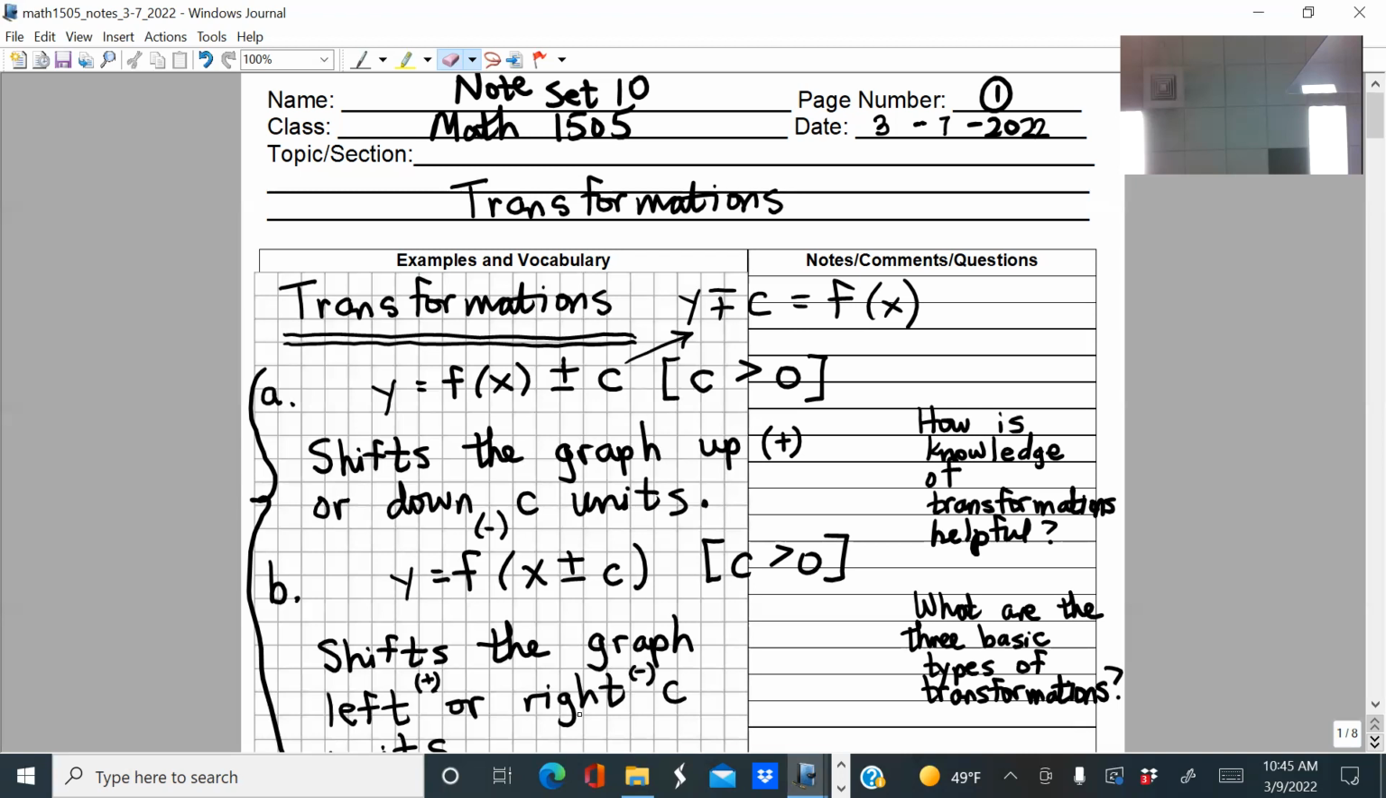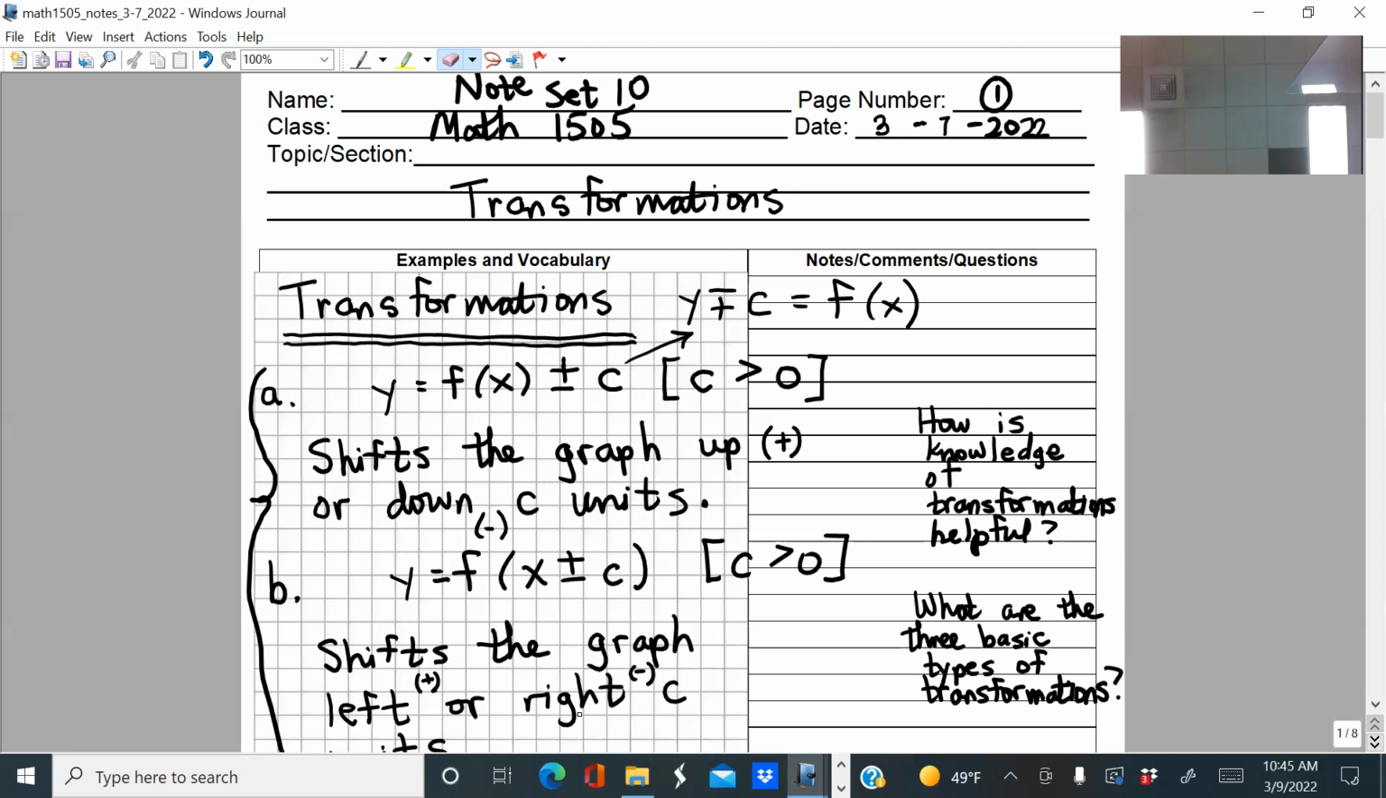Now, here's why I don't like the book's presentation of transformations. There are two other big categories of transformations. This is the first one. I'm going to show you the other two. These are called shifts. There are two basic types of shifts. You can shift the graph up or down, or you can shift the graph left or right, and you do that by adding or subtracting a constant.